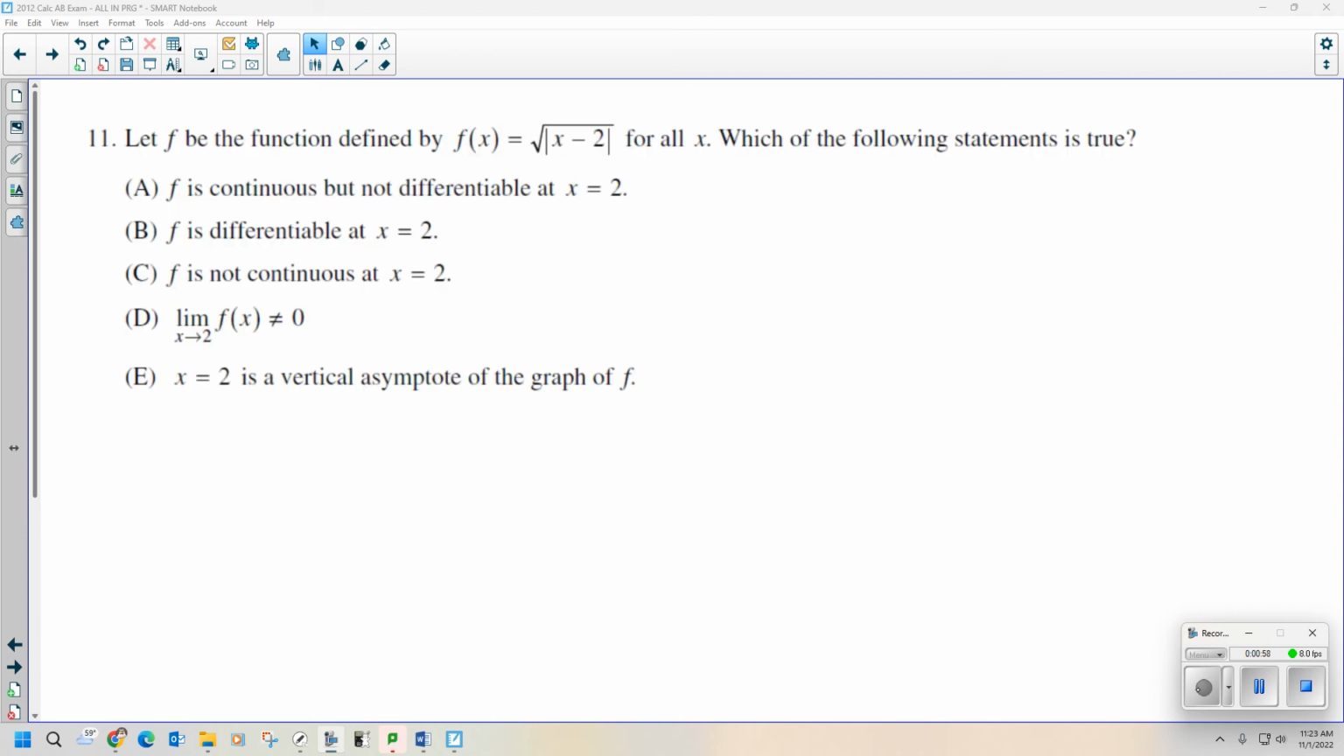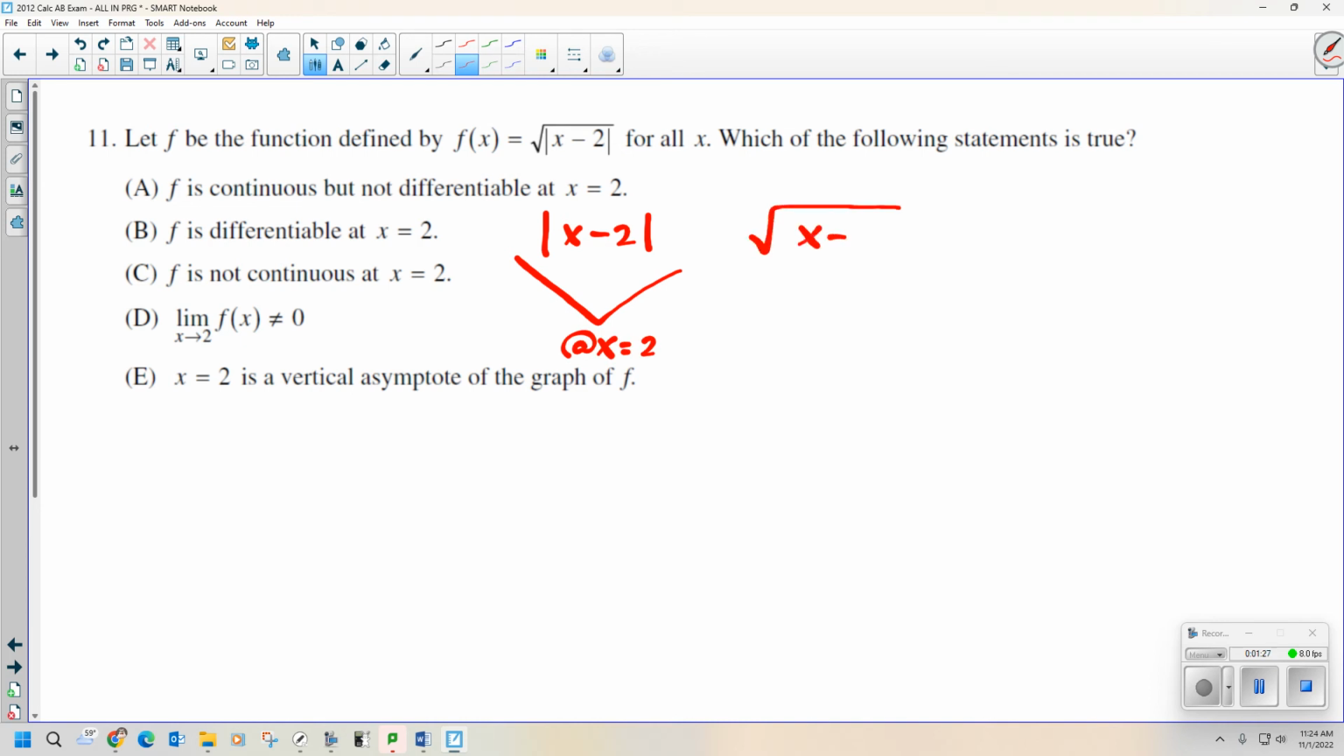Number 11. Let f be the function defined by f of x equals the square root of the absolute value of x minus 2 for all x. Which of the following statements is true? Well, if you know anything about absolute value graphs, you know it looks like a V, and your corner is right at x equals 2. But since we're taking the square root of this, it has a little bit of bend to it instead of straight lines.